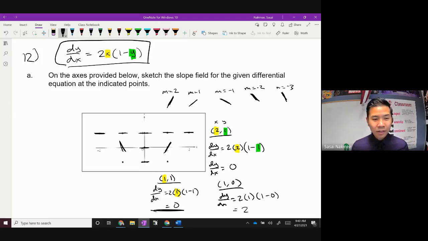Any questions on slope fields? Are you guys okay with them? Does it seem like it's a little too much?